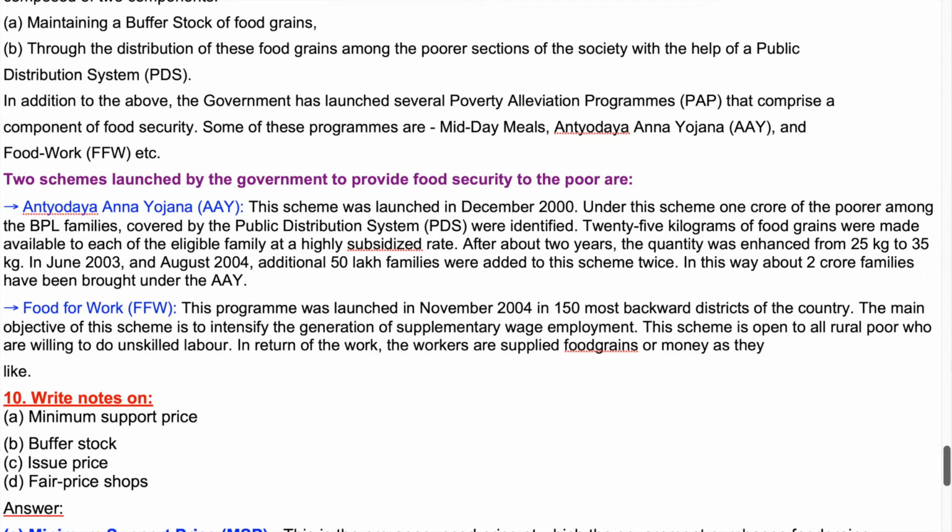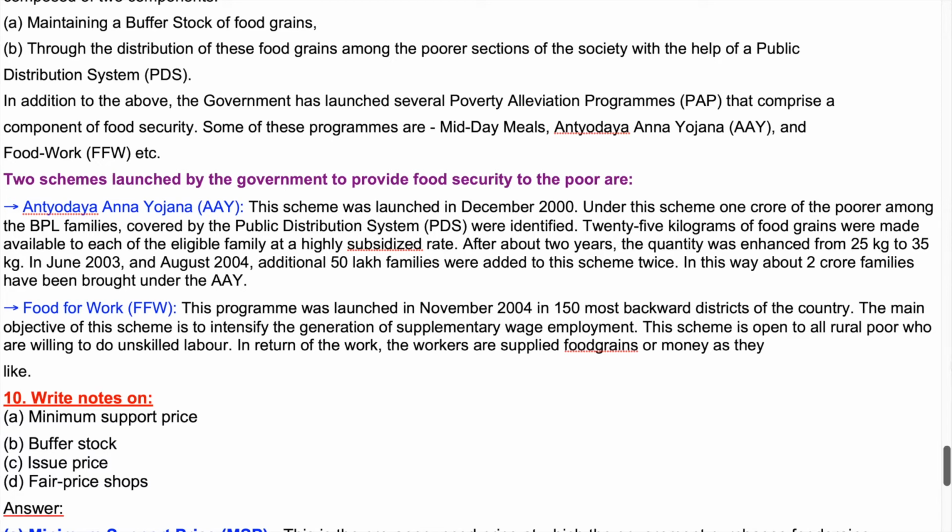Under this scheme 1 crore of the poor among the BPL families covered by the public distribution system, PDS, were identified. 25 kilograms of food grains were made available to each of the eligible family at a highly subsidized rate. After about 2 years, the quantity was enhanced from 25 kilograms to 35 kilograms. In June 2003, and August 2004, additional 50 lakh families were added to this scheme twice. In this way about 2 crore families have been brought onto the AAY.